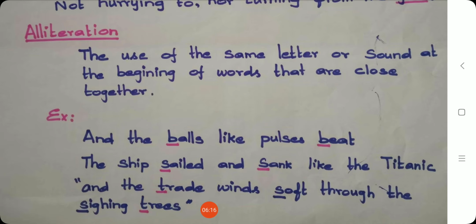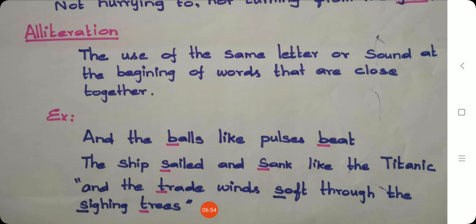So the sound is ship. But sailed and sank have the same sound and also the same letter. So sailed and sank are alliterated words. So ship cannot be alliterated with sailed and sank. So you should not get confused. You should not think only about how many words begin with the same letter. If the words are beginning with the same letter, it is not alliteration. It also should have the same sound. So this is an example for that.